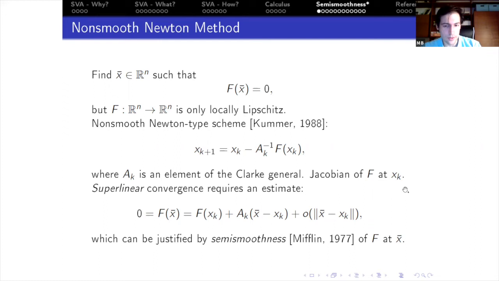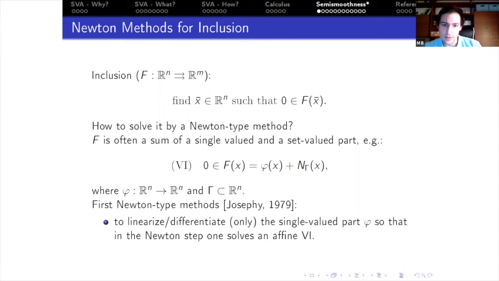Now we try to go to inclusions. As we saw, just to be able to solve optimization problems, we need to solve inclusions. So how can we design a proper Newton method? There are some attempts, but typically what happens is that differentiation is applied only to the single valued part, and the set valued part, let's say the normal cone mapping, is left as it is.